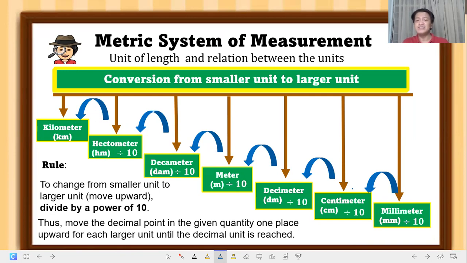Ibig sabihin, halimbawa, nandito ka sa centimeter, no? I-convert mo papunta sa meter. O, magka-count ka lang doon. 1, 2. Ibig sabihin, dalawa yon. 10 raised to 2. That is equivalent to 100. Ibig sabihin, since divide yan, magdi-divide ka lang ng 100 dun sa given mo. Yun na yung magiging sagot mo para makakuha yung iyong meter.